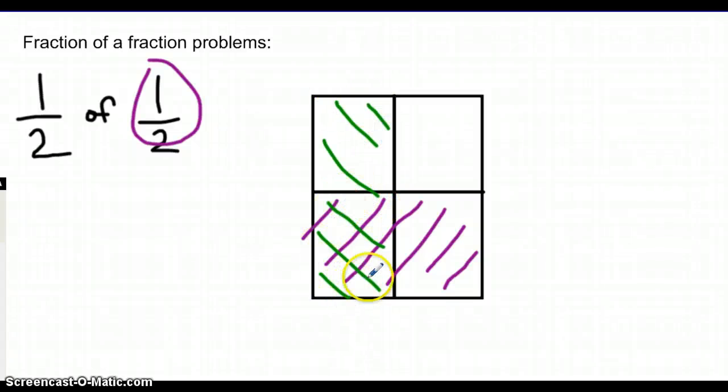The one that has both purple and green in it is this space. There's only one space with that, 1 out of 1, 2, 3, 4. So half of a half is 1/4, 1 out of 4 parts.